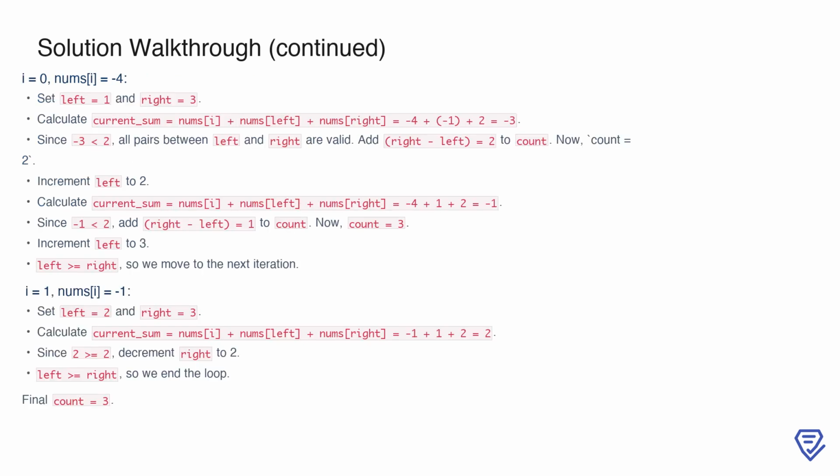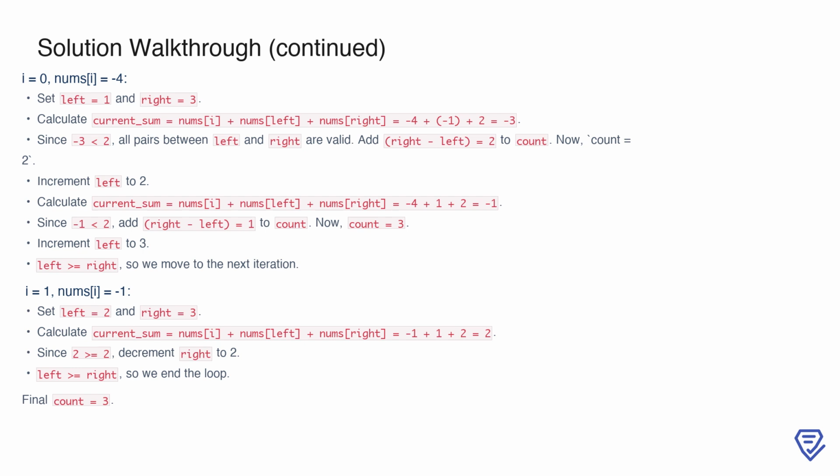When i is 0, nums[i] is -4. We set the left pointer to index 1 and the right pointer to index 3. This gives us the triplet consisting of nums[i], nums[left], and nums[right]. We calculate the sum of this triplet, which is -4 plus -1 plus 2, resulting in -3. Since -3 is less than the target of 2, all pairs between left and right are valid. This means we add the difference between right and left, which is 2, to our count. The count is now 2.